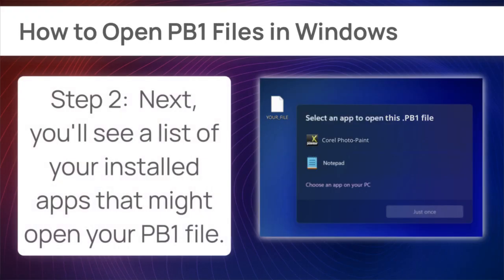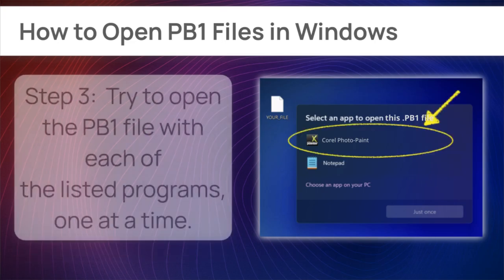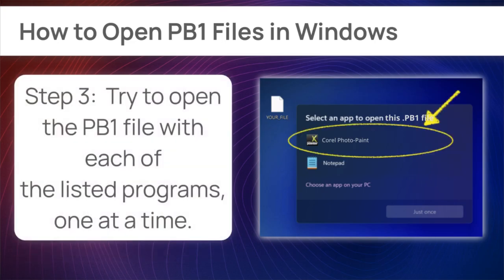Right-click the PB1 file and select Open With. Test Corel Photo-Paint if it appears. If not, choose another application. One of them is the right match.